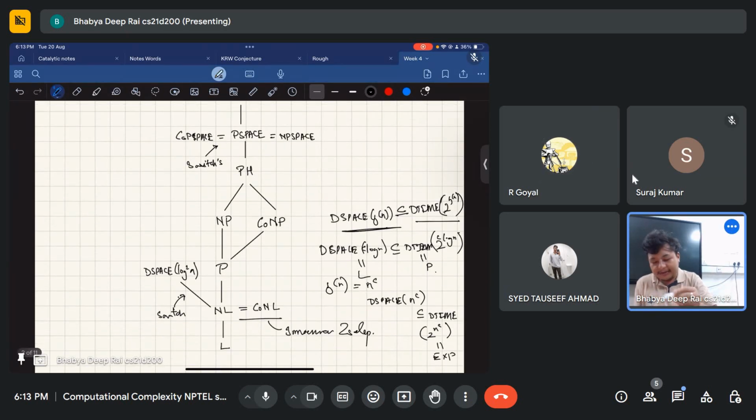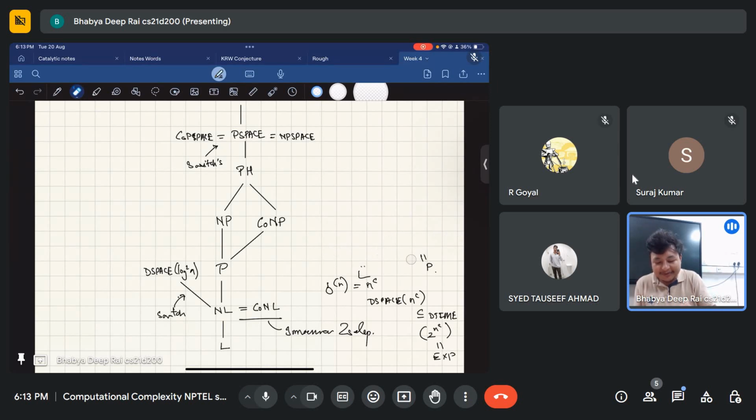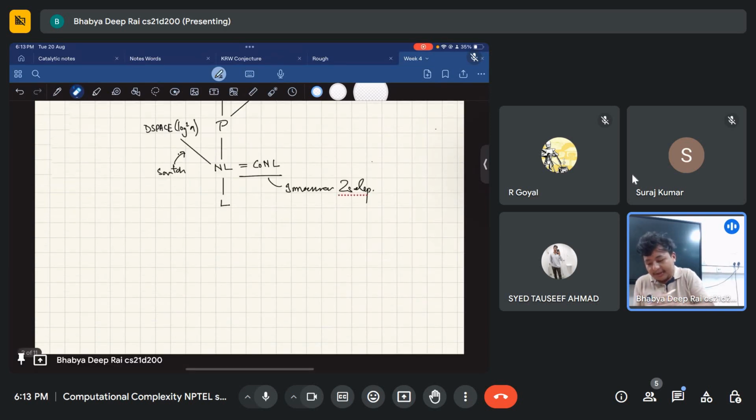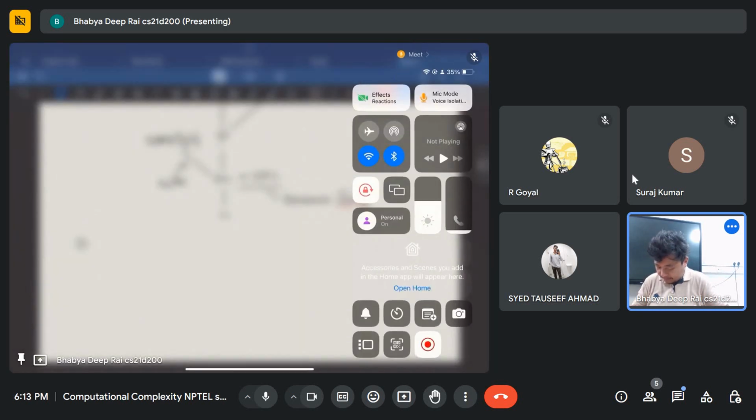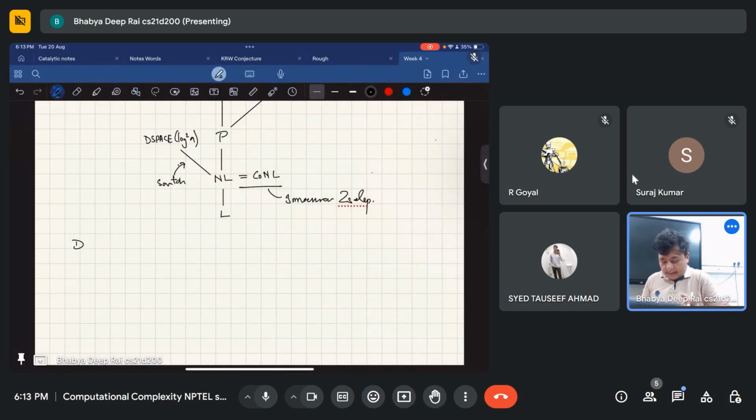Let me remind you quickly about the proof of why this was the case. Why can this argument be generalized? What we are saying is that D space f(n) is contained in D time 2 to the f(n). Now, why is this the case?